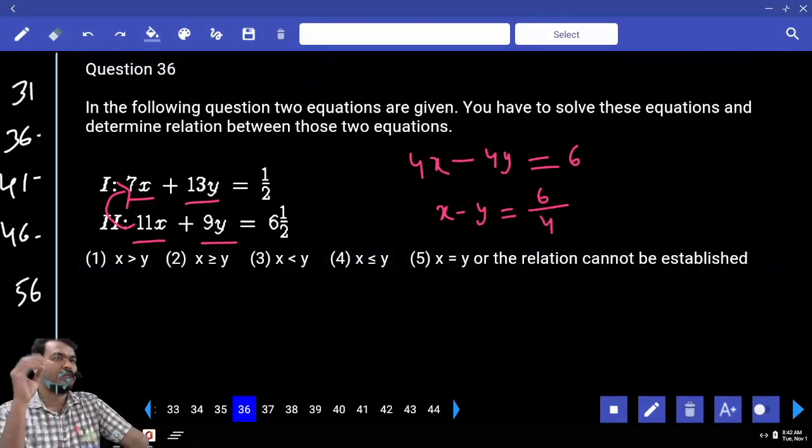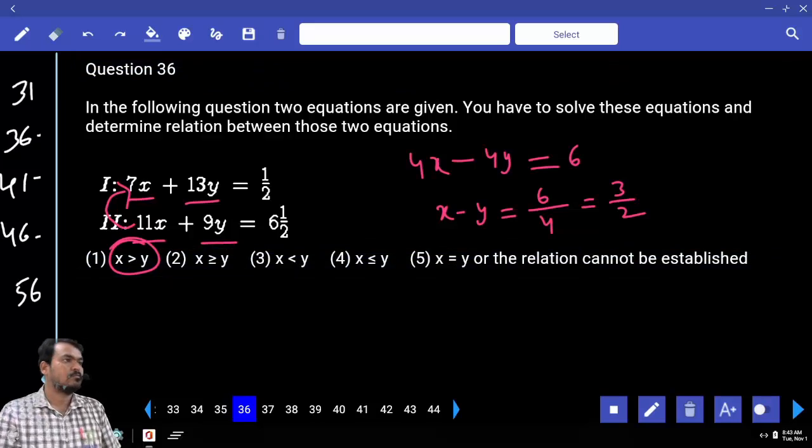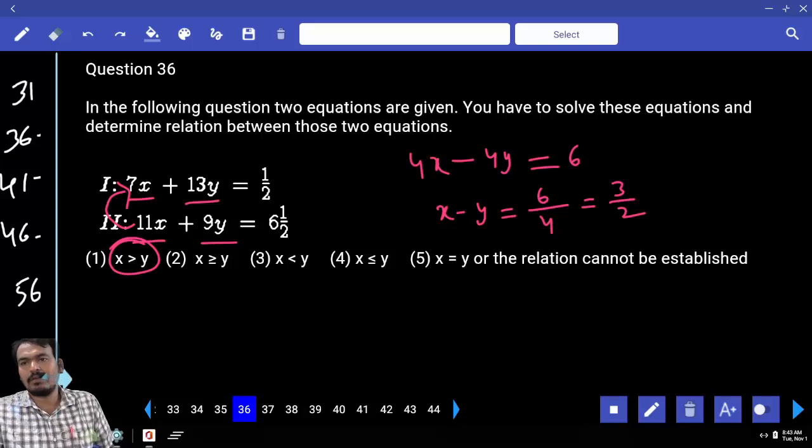We do not require 6 by 4, because the right hand side is how much? 6 by 4, which we write as 3 by 2. What is the left hand side? X minus y. What is the meaning? X is greater than y, or not? Yes or no? Second equation minus first equation, we are getting the relation of x minus y, or not? Without solving the two linear equations, just by subtracting the second equation minus first equation, we are getting the x and y relation, or not?